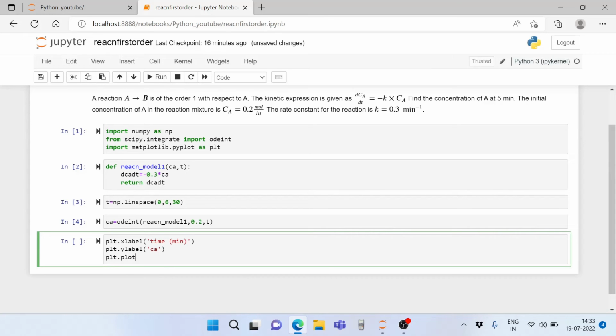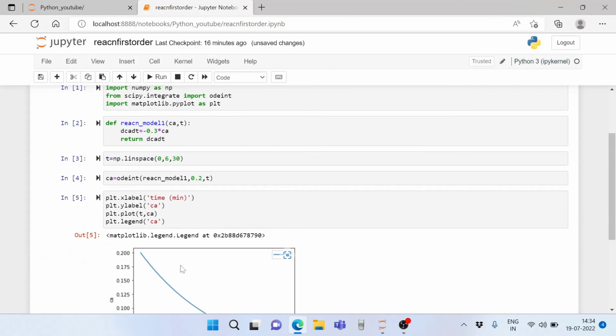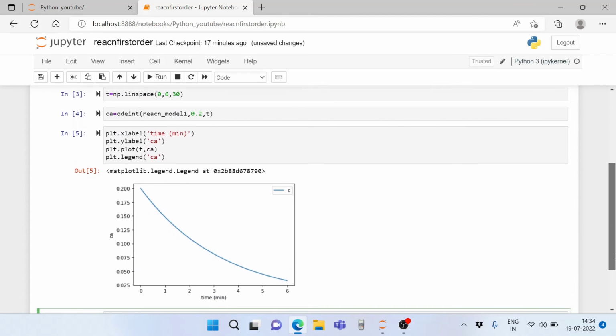So we write plt.plot(t, CA), and then we put a legend for the plot. So plt.legend, and in the legend we want the legend for the curve, which is going to be nothing but CA. It's an expression of CA versus t. So we write it as CA, and of course we need the grids to read it properly. So what we are going to do now is enter, and there we see we get the plot.